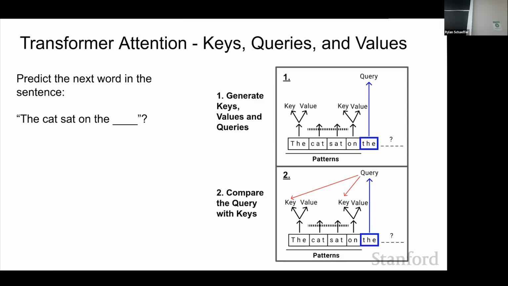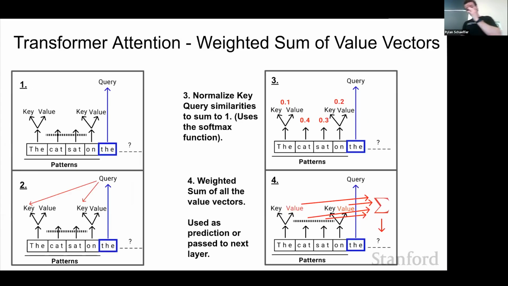Then we compare our query with each of the keys. The word the, which is closest to the word we're next predicting, is our query, and we're seeing how similar it is to each of the key vectors. Based upon that similarity, we do a softmax normalization so that all of the attention weights sum to 1. Then we sum together their value vectors to propagate to the next layer or use as a prediction.